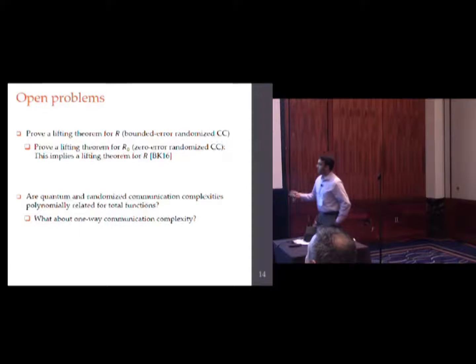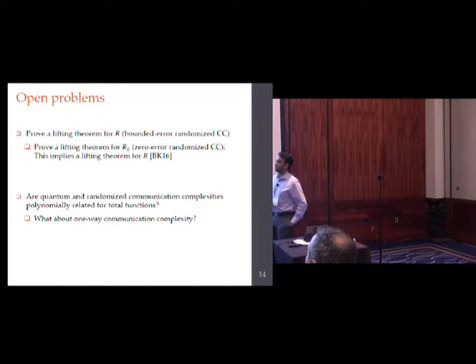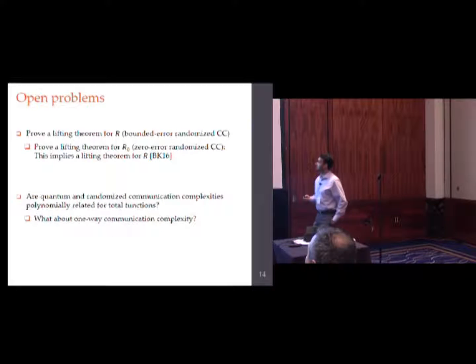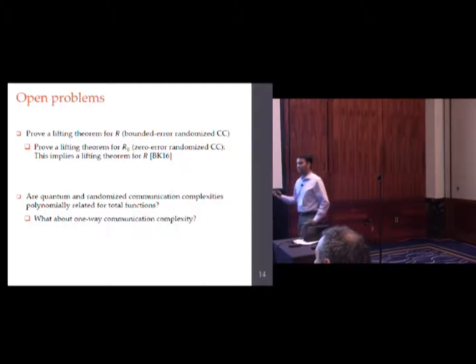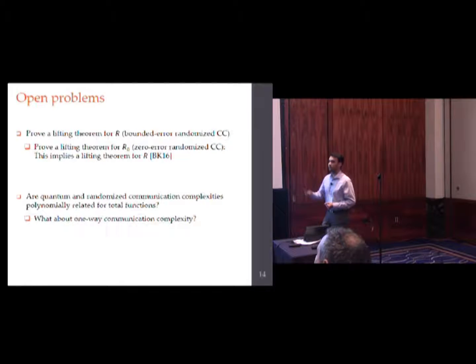So there's some lifting open problems, and there's also general open problems about what we can say about the separation between quantum and randomized communication complexities. We don't know whether they're polynomially related or not for total functions, which is something we know in query complexity, but we don't know in communication complexity. So it's possible that our 2.5 separation is completely going to be dwarfed by some exponential separation in the future. So that's something that's also open. It's also open in one-way communication complexity to show even a super linear separation between quantum and randomized. Basically, no separation is known.